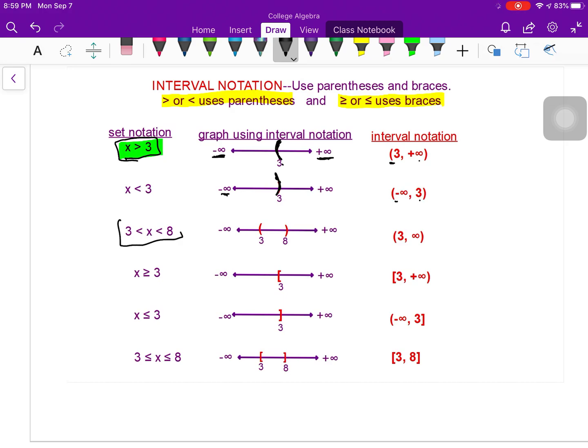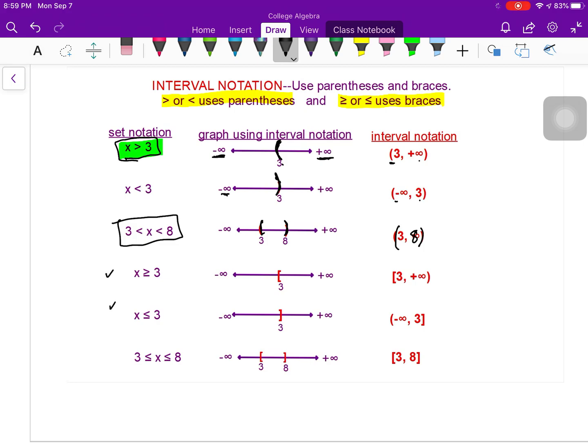Next expression, 3 is less than x, which is less than 8. So I have 3 and I have 8. 3 is a left parenthesis, 8 is a right parenthesis, and all my x values in between. So I started at 3 and I went to 8 in parentheses because there is no equal bar.